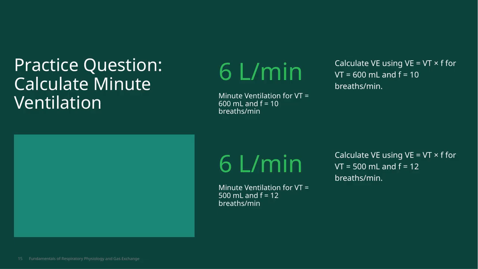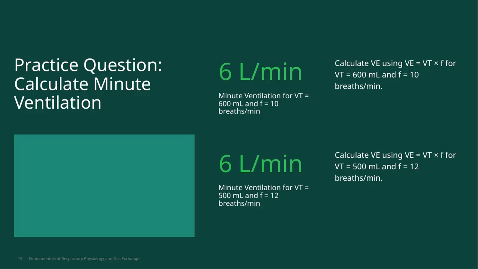Let's look at a practical example to understand how to calculate minute ventilation, or VE, which is a key concept in respiratory physiology. The formula we use is VE equals tidal volume, or VT, multiplied by the respiratory rate, or F. For instance, if we have a VT of 600 ml and a breathing rate of 10 breaths per minute, we simply multiply these two numbers. So, 600 milliliters times 10 breaths per minute gives us a VE of 6 liters per minute. This means that, under these conditions, the total volume of air inhaled or exhaled in 1 minute is 6 liters.